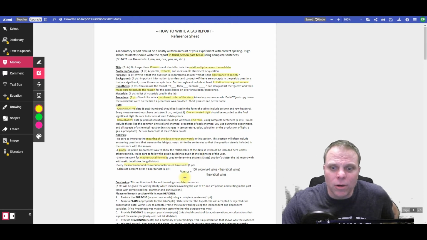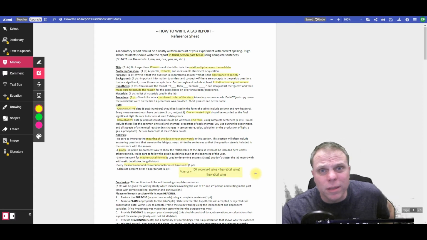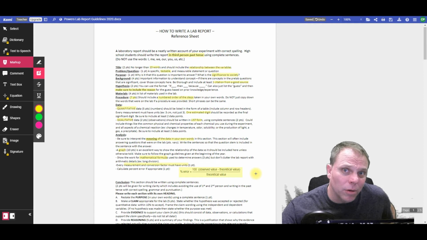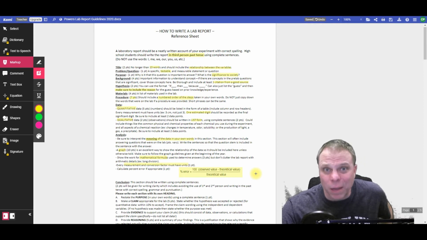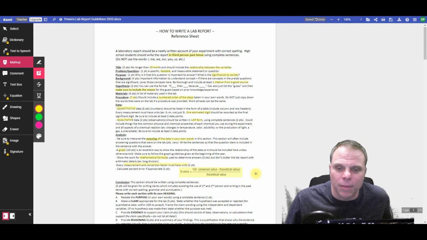And then you can also include a percent error. Now this is only if appropriate. This is if we've given you a theoretical value. If we didn't give you a theoretical value, then you don't need to calculate percent error. And so if we said, hey, you should have gotten this much of your precipitate, and that would be the expected amount, that's the theoretical value, then you would use that to figure out your percent error. Okay, but a lot of times that doesn't come into play.